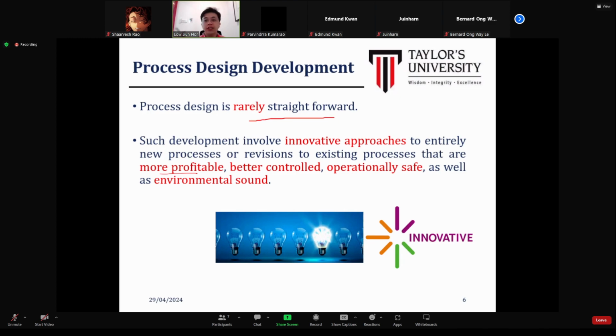So that's why this is the first priority. At the same time, we also need to make sure the chemical plant can actually be operated safely and controlled properly. And the most important is, you also need to make sure the design that you come out with can also address most of the environmental concerns that we want to achieve in the market or in the society.